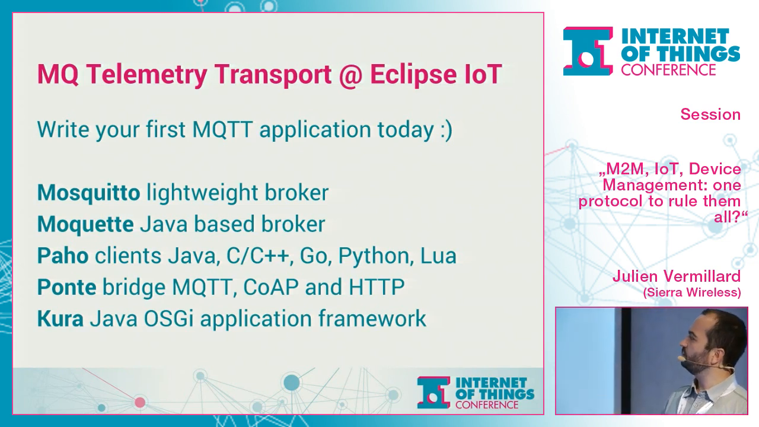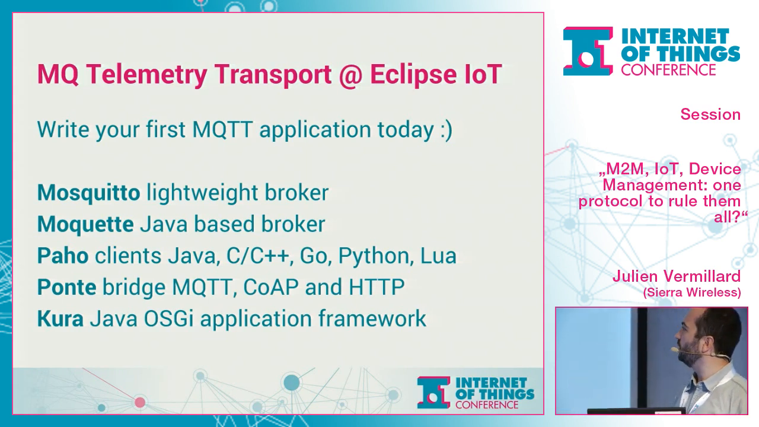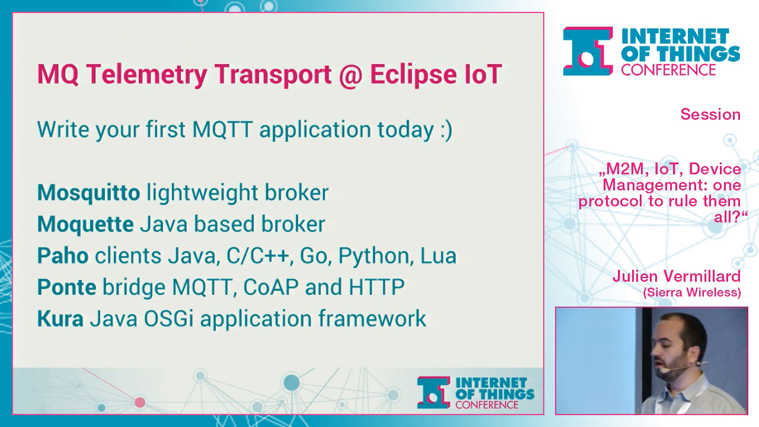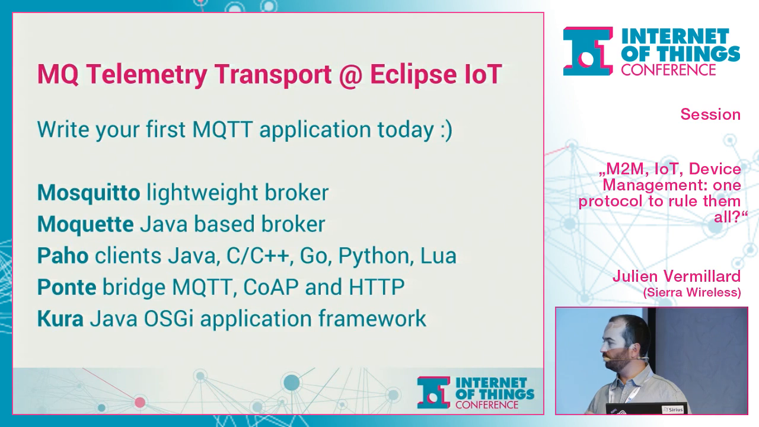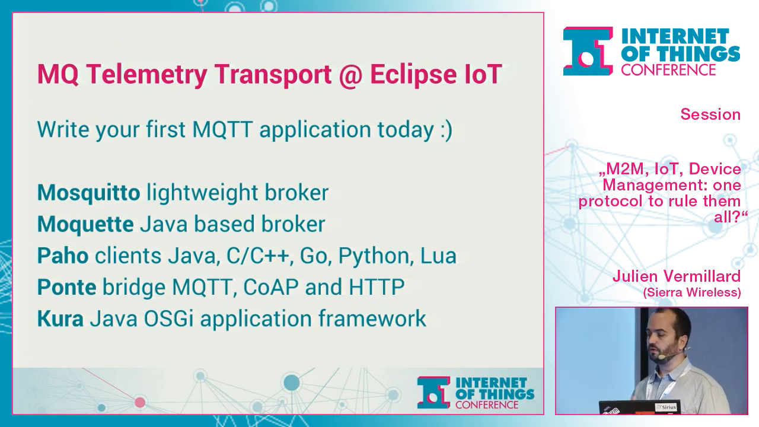You have the client project, Paho, with clients for a lot of languages, and the Java client for Paho is quite the reference implementation. You have also Ponte. Ponte is some kind of bridge between different protocols, between HTTP and MQTT, and also CoAP. If you want to provide, I don't know, REST access to your MQTT messages, it's quite convenient. And Kura. Kura is an embedded framework for building applications on top of OSGi. It's using MQTT as the default communication layer.